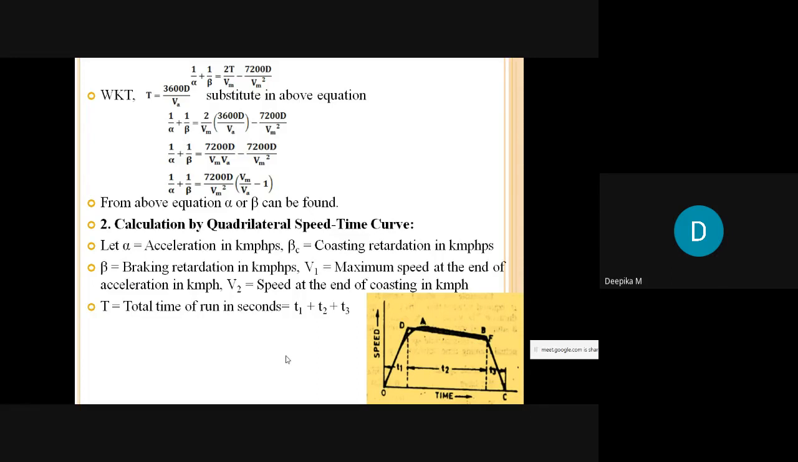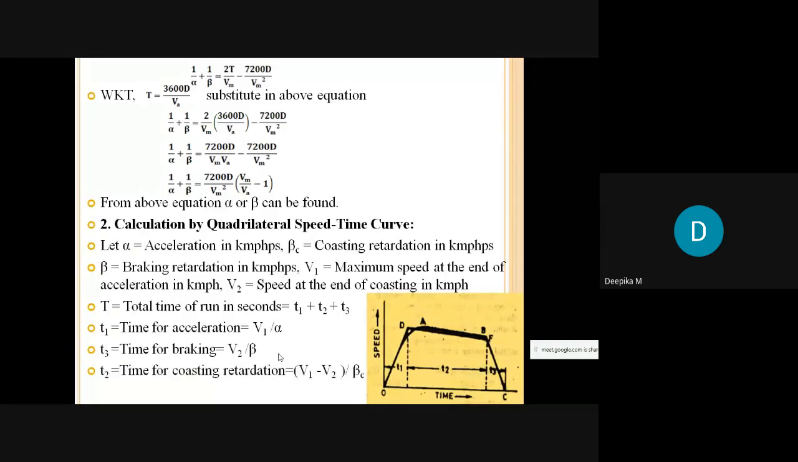Next, total time of run is T1 plus T2 plus T3. T1 is time for acceleration, which is V1 by alpha, and time for braking is V2 by beta. Then how do I calculate T2? T2 is T minus of T1 plus T3. Or you can see here, it is speed by retardation. The speed is the coasting speed, which is V1 minus V2. It is V1 minus V2 divided by beta c, the coasting retardation. There will be two speeds in the coasting: the starting speed will be V1 and the ending speed will be V2. Therefore it is V1 minus V2 divided by beta c.